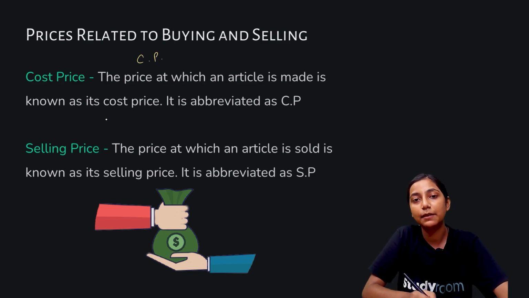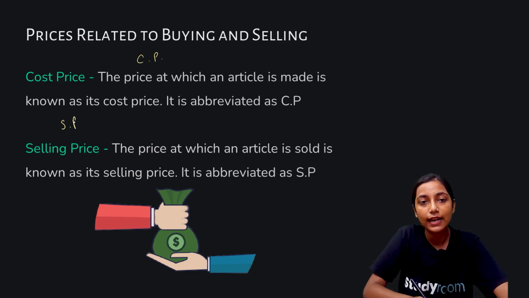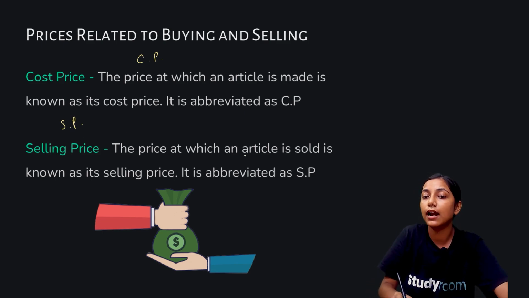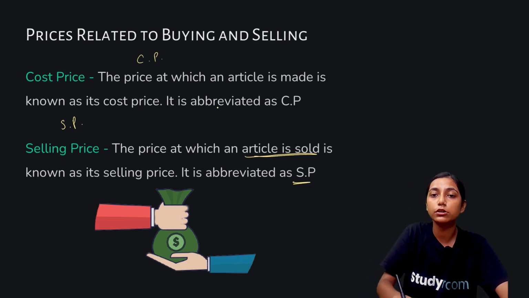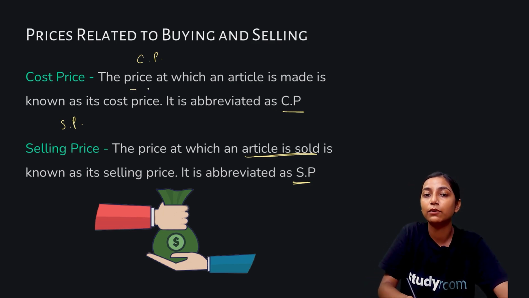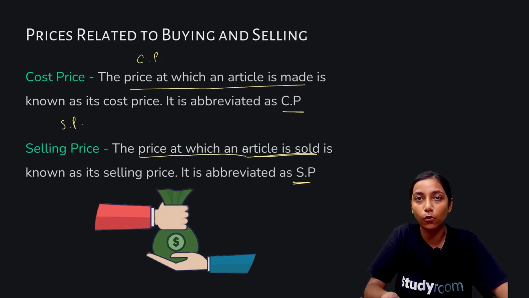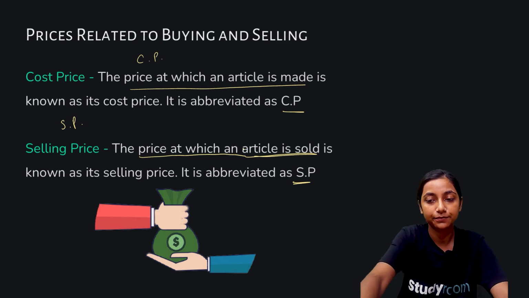Now what is the selling price? Selling price, or we write it as SP. Now the selling price is the price at which an article is sold. So what is selling price? Selling price is the price at which an article is sold, while cost price CP is the price at which an article is made. So this is what cost price and selling price mean.